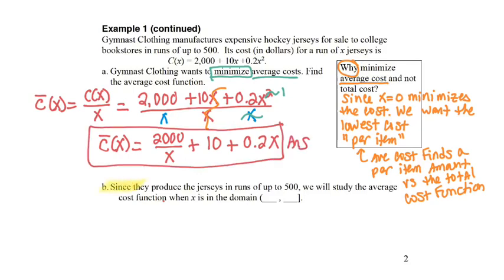Okay, part B. Since they produce the jerseys in runs of up to 500, we will study the average cost function when x is in the domain of, well, we know that it ends at 500, right? But where does it start? We'll say 0, but we're actually putting a round parenthesis, assuming that we already said, well, 0 would minimize cost and therefore average cost. We don't want the answer to actually be 0 because that's not helpful. We want to say if we actually produce these. So the round parenthesis means don't count the 0, but is it 0.2, which you can't make 0.2 jerseys, but up to 500.